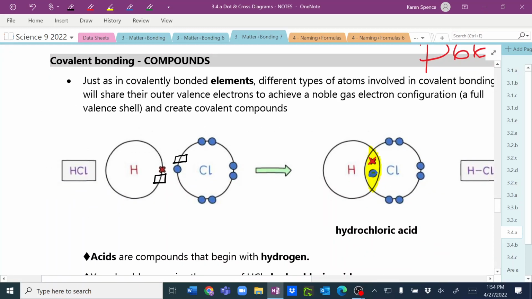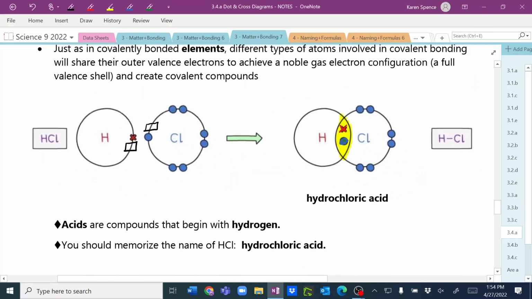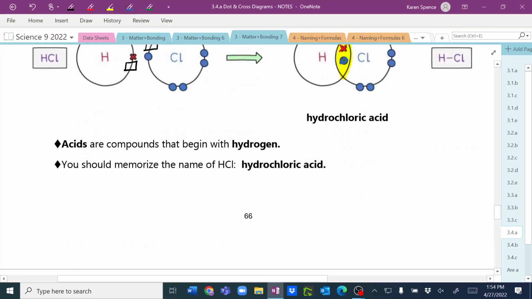If you are interested in this kind of thing, acids are compounds that begin with hydrogen. That's, again, a black diamond sort of thing, and you could memorize the formula of hydrochloric acid, which is HCl. But those are enrichment stuff.